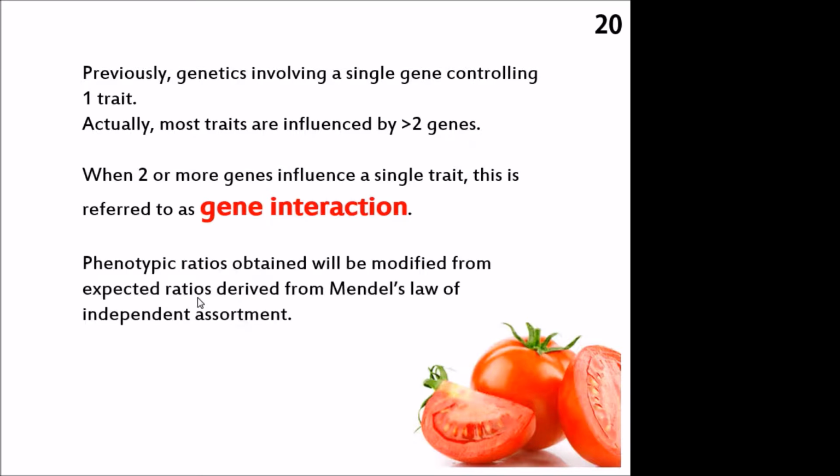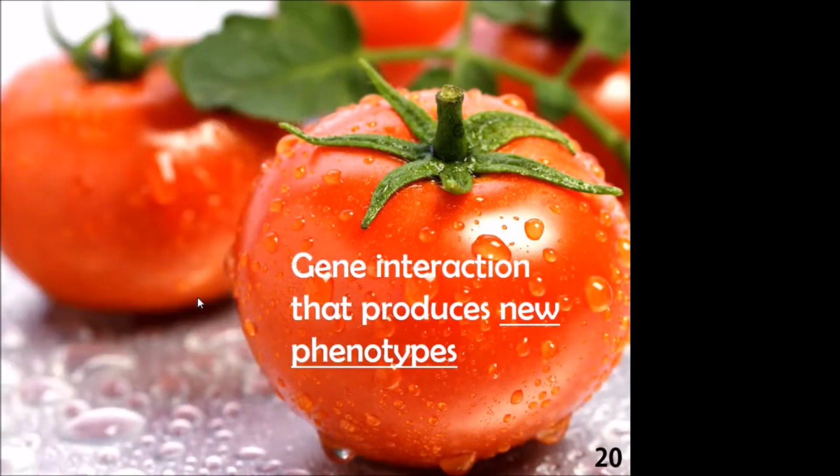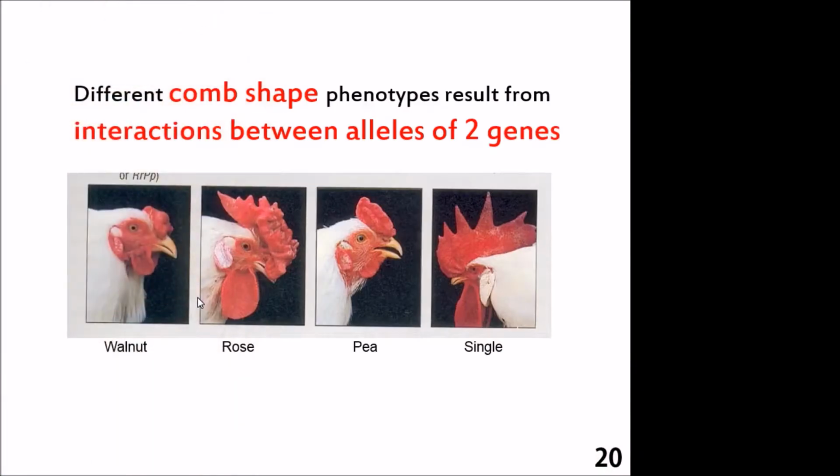One clue that we're looking at gene interaction would be when you look at the results of the cross, it will look like Mendel's, but it will not be exactly Mendel's ratios. It will be modified Mendel ratios. Then that will be a clue to you that you're looking at gene interaction. I'll show you later as we go along. So, gene interaction that produces new phenotypes. Let's take a look at it.